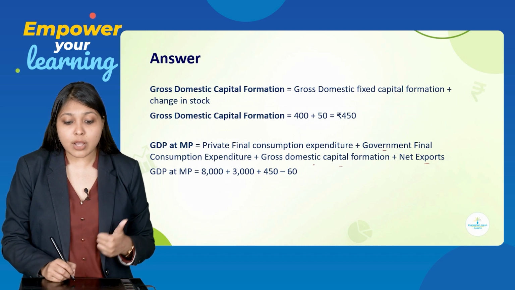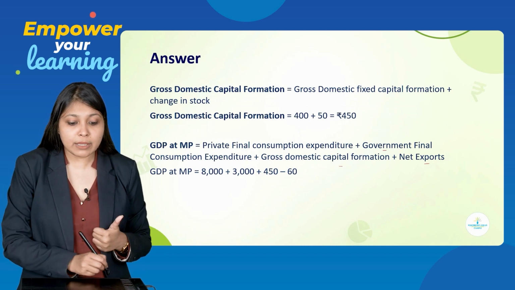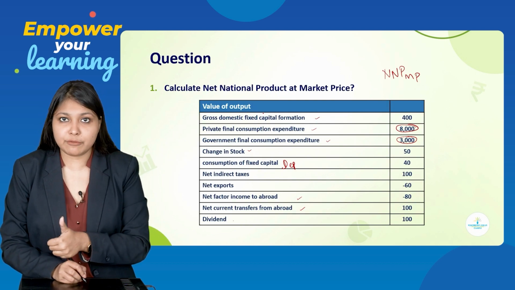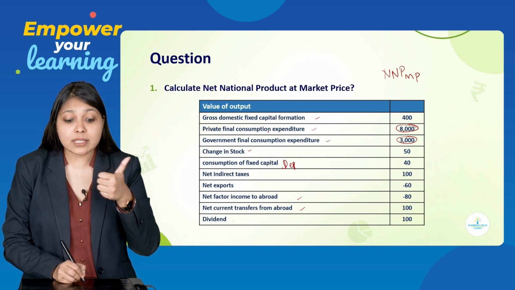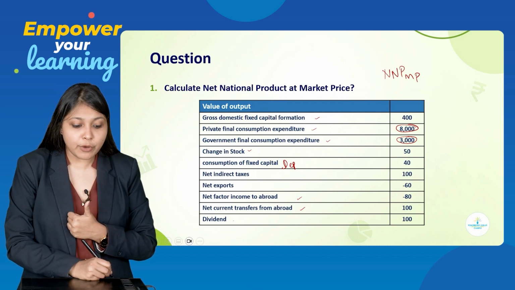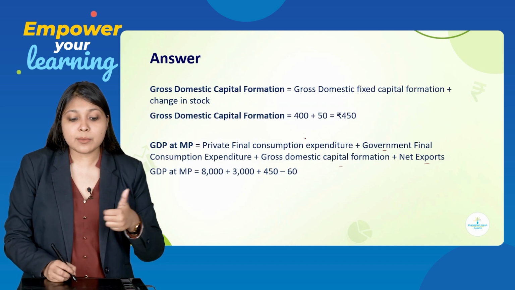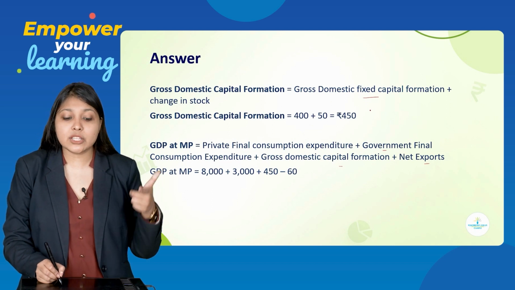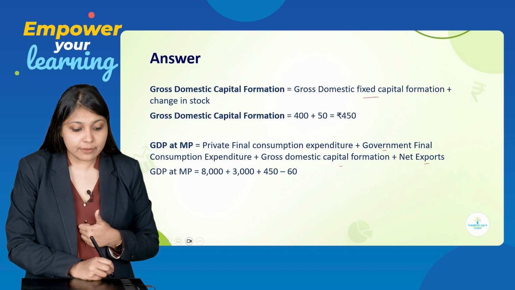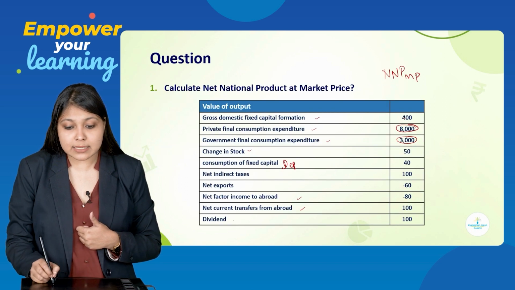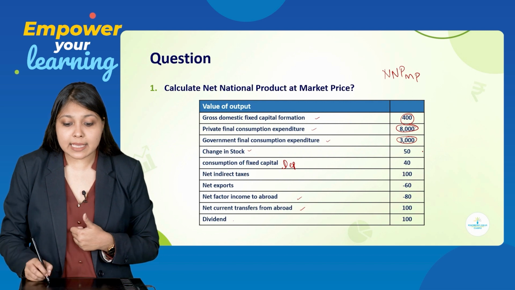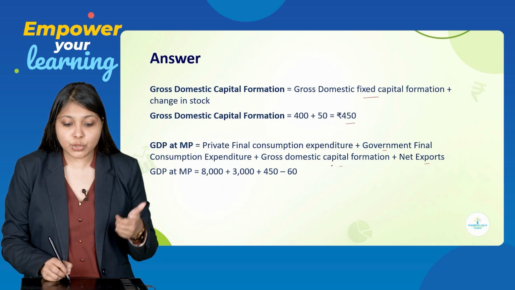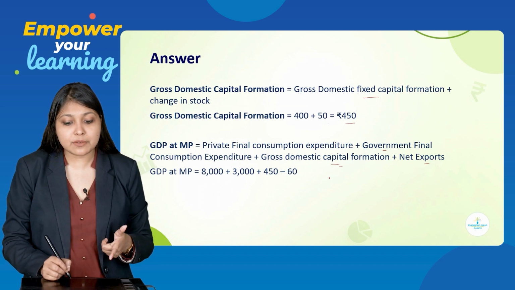Then gross domestic capital formation. If you see over here, they have given you gross domestic fixed capital formation, but we want gross domestic capital formation. So for that, again we have a formula. Gross domestic capital formation is equal to gross domestic fixed capital formation plus change in stock. GDFCF is given to us directly in the question, that is 400, and CIS is also given, that is 50. So 400 plus 50 is 450. So you got gross domestic capital formation as 450.